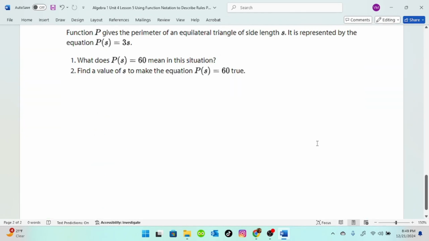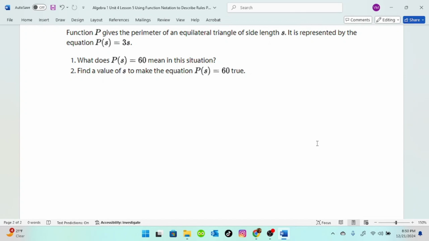Our last practice problem for this lesson: function p gives the perimeter of an equilateral triangle of side length s. It is represented by the equation p of s equals 3s. Number 1, what does p of s equal 60 mean in this situation?